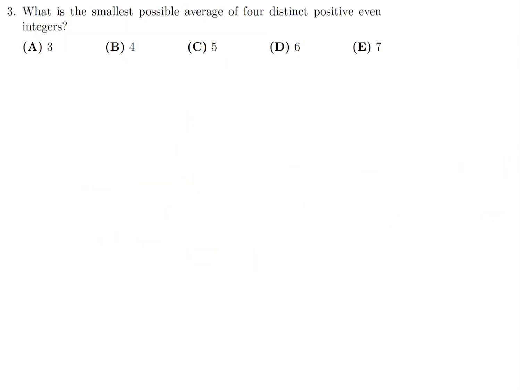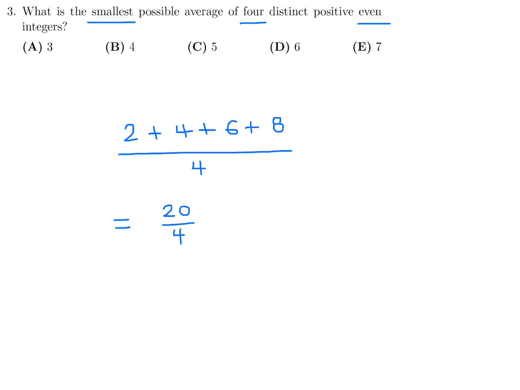What is the smallest possible average of 4 distinct positive even integers? Okay, so smallest. So we'll choose the smallest even integers. The first one is 2, the next one 4, then 6, and then 8. These are the 4 smallest even integers. And we want the average, right? So the average, of course, you divide by 4. This is 20 divided by 4, which is 5. And this is the smallest possible average of 4 distinct positive even integers. So for 3, the answer is C.